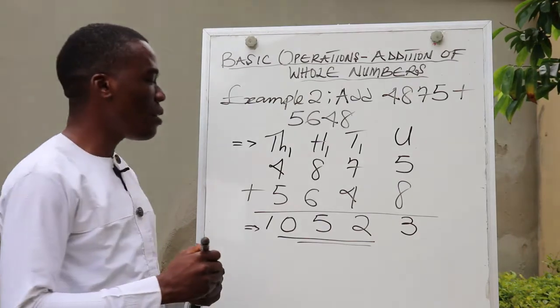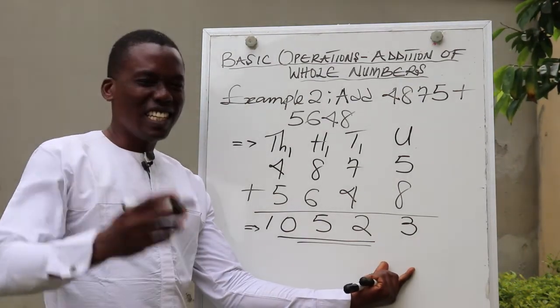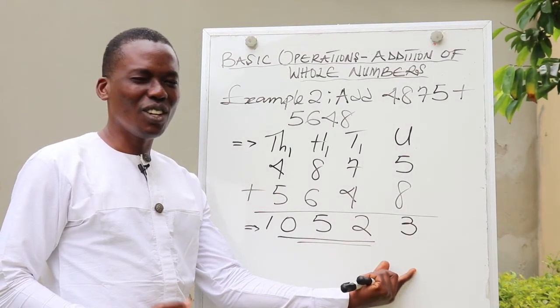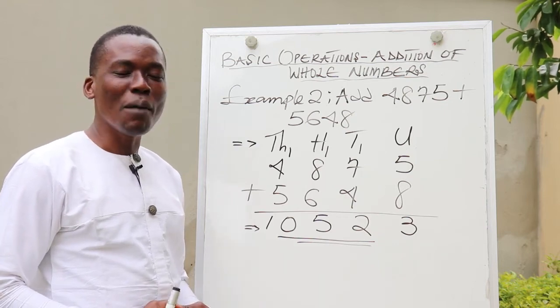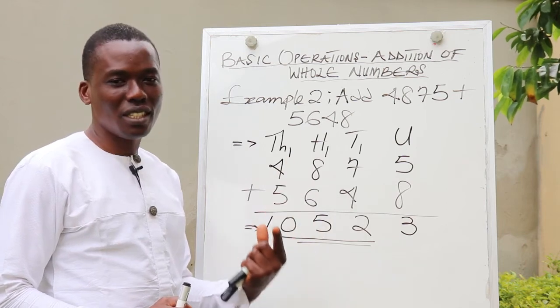So you see, we're going to have what? 10,500 and what? 23. Is that not exactly what we got when we did the expanded form method? Of course. So you see, adding of numbers like this can be very, very easy, especially 4-digit numbers.